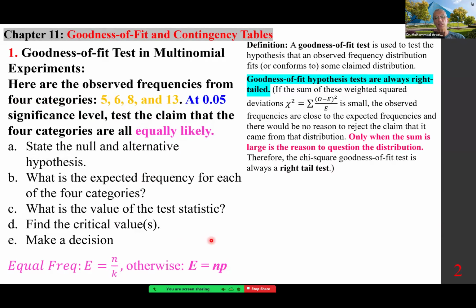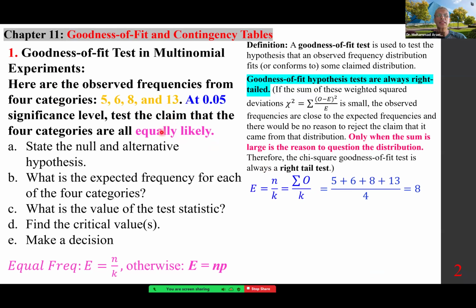If they happen to be the same, so be it. If not, proportions may be different. They don't have to be the same. So E is equal to n over k, where k is the number of categories and n is the summation of O, or observations. In this example, it's 5 plus 6 plus 8 plus 13. That would be the numerator, divided by 4 because there are 4 categories, and each is supposed to be 8. That would be the expected.